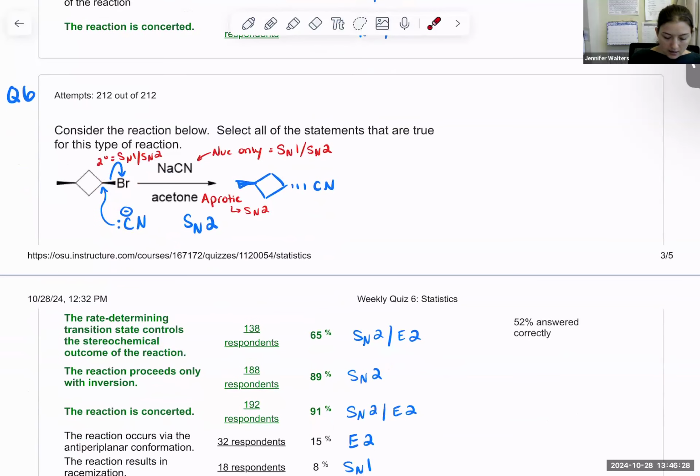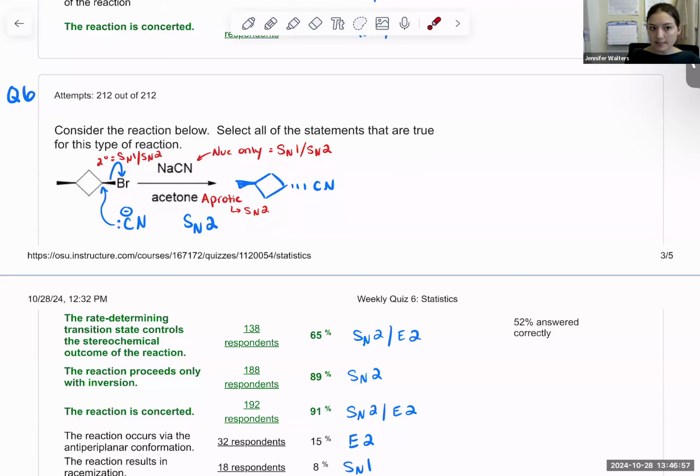Question 6. All right, we see that cyanide, that CN minus, is a nucleophile only. So that means I'm doing either SN1 or SN2. The fact that I have a secondary leaving group tells me it could again be SN1 or SN2. Acetone is an aprotic solvent. That's what told me SN2. So SN2 is going to be my major pathway. So the reaction is going to occur where your cyanide does the backside attack, attacking that alpha carbon and kicking out the bromine.